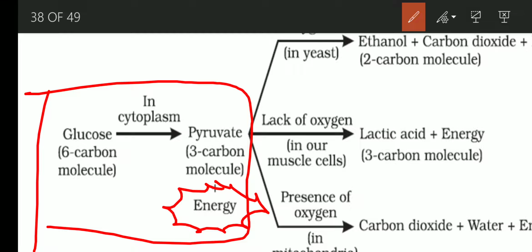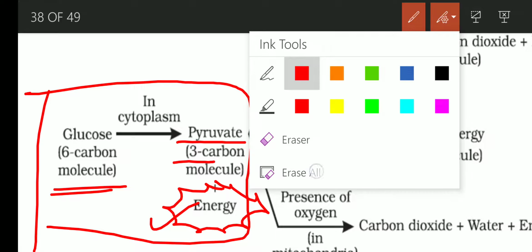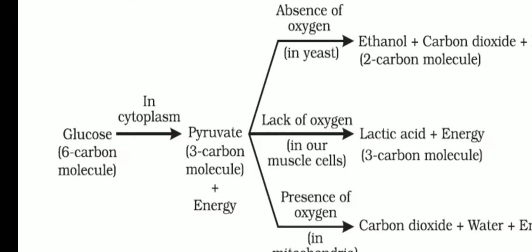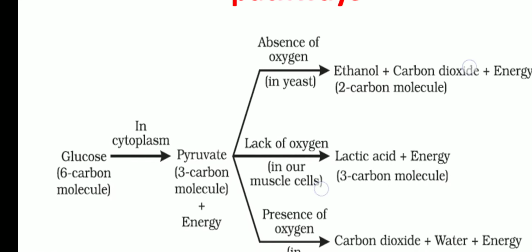First, the glucose, which is a 6 carbon molecule, will be broken down into pyruvate, which is a 3 carbon molecule. Plus there will be release of energy. Now this pathway can go in 3 different directions. It can choose any of these 3 pathways. Let's see what these pathways are. We are starting with the first pathway.